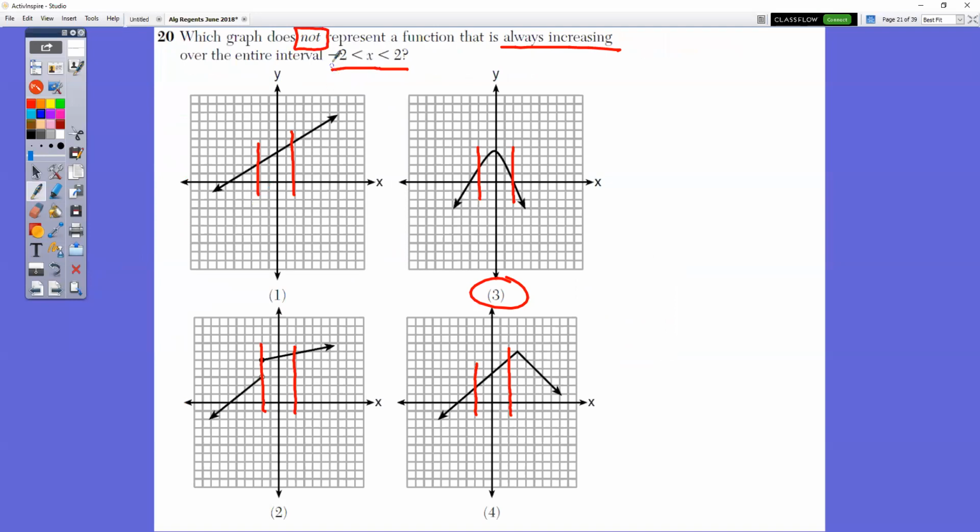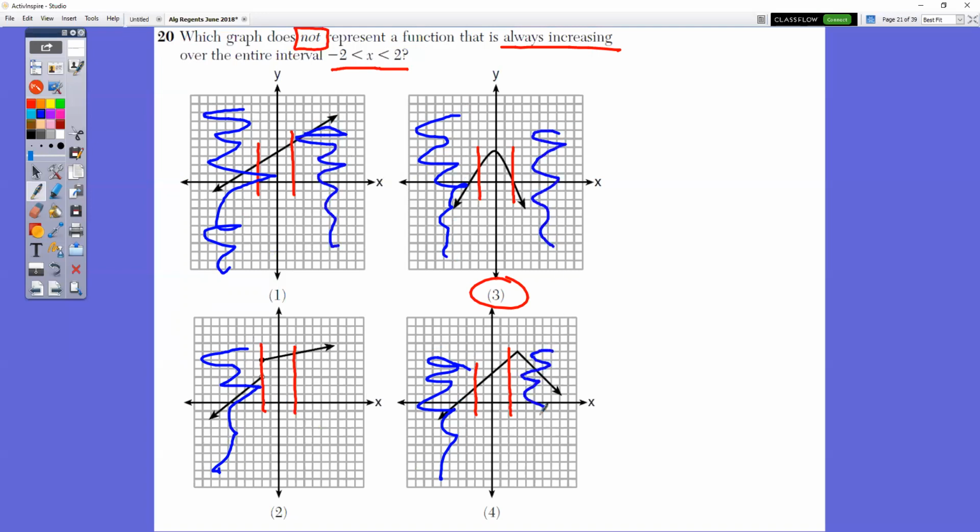In question number 20, which graph does not represent a function that is always increasing, so always going up over the entire interval from -2 to +2? Do I care anything about the numbers that are less than -2? No. So I'm not looking at this part of the graph. I'm not looking at this part of the graph. Not looking at this part of the graph. Do I care anything about the numbers that are bigger than 2? Nope. All that I'm looking at are the numbers or the graph in between those 2 lines.